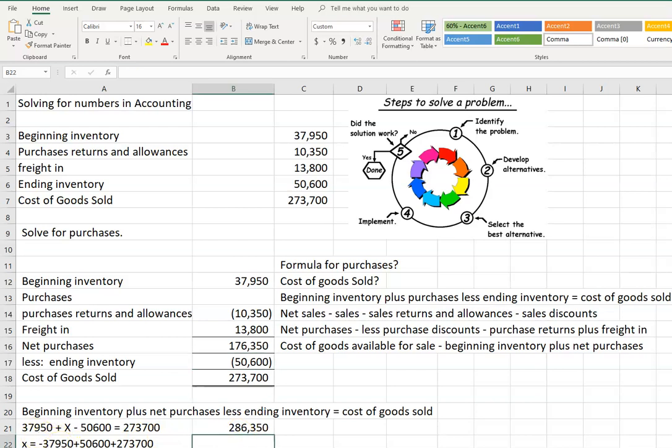Negative 379,550 plus 50,600 plus 273,700, and that equals 286,350. That is my net purchases. So I put in that number as my net purchases, 286,350.